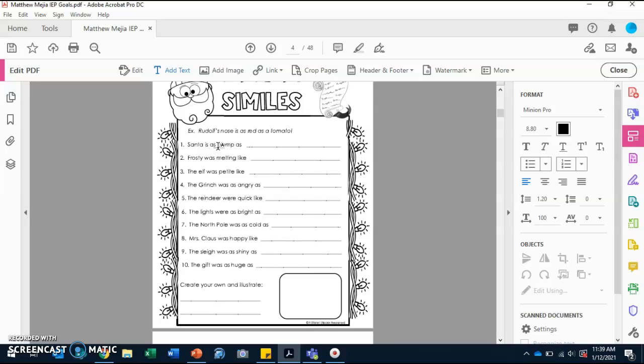So we can put Santa is as plump as an apple, because apples are pretty round. Anything that has to do with a circle or round shape, or as plump as an orange, as plump as a grapefruit, anything. So how about let's use an orange. So let's put Santa is as plump as an orange.